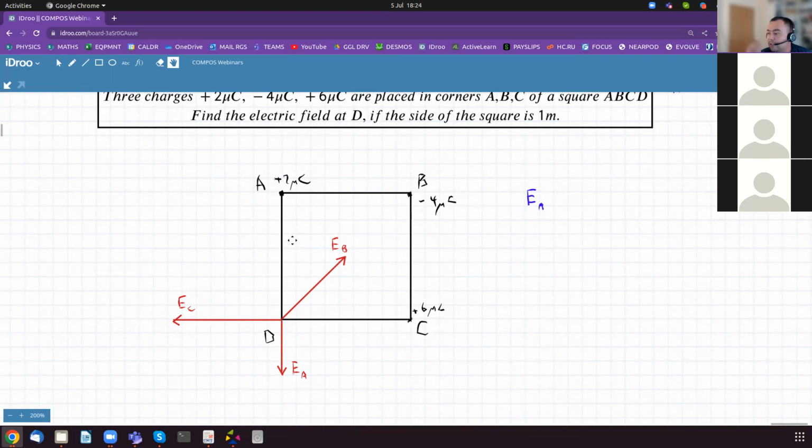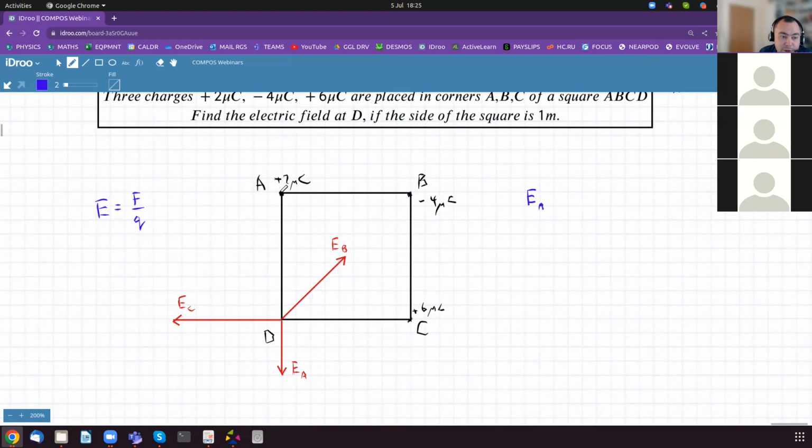The field causes the force, yes, but there's an equation that links them. Yes, F over Q, exactly. The equation is F over Q, so we know that E is F over Q.